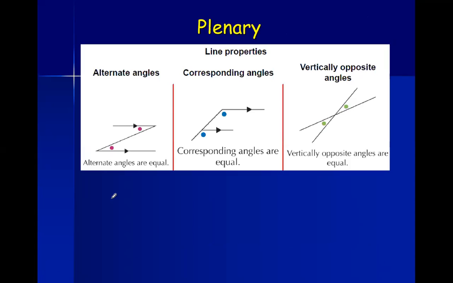So as a plenary, I just put here things to remember. This is in your book. So alternate angles, you've got the Z shape, and they point to you by showing you that those two lines are parallel lines. So that angle is equal to that angle. When it comes to corresponding angles, you've got the F shape, I call it. So you've got that angle equal to that angle. And vertically opposite angles, this angle is equal to that angle, but you could have added as well that this angle here is the same as this angle.